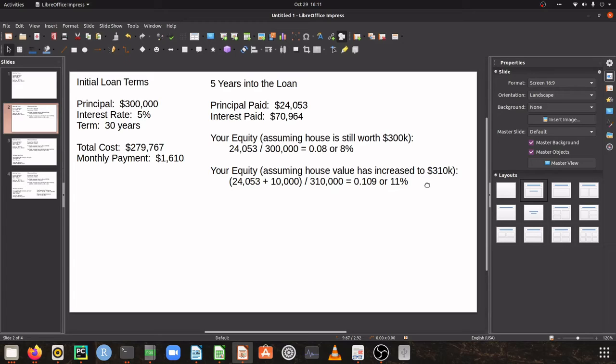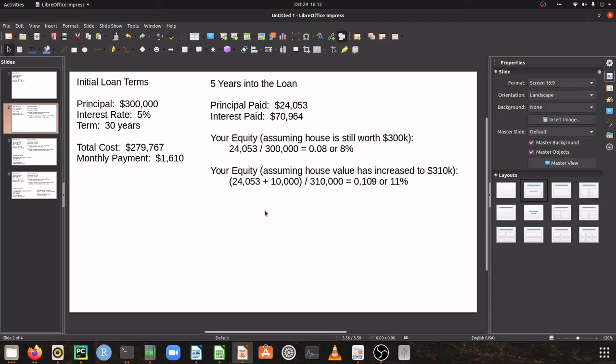For this example, we're going to suppose that the house value has increased $10,000 in 5 years and that it is now worth $310,000. Because you're not paying on the appreciation of your home, you can simply add the appreciation into your principal paid, divide that by the new value, and multiply that decimal by 100 to get the new equity, which is 11%. So at this point, you know what your equity in the home is, and this should help you figure out if you're eligible for refinancing.